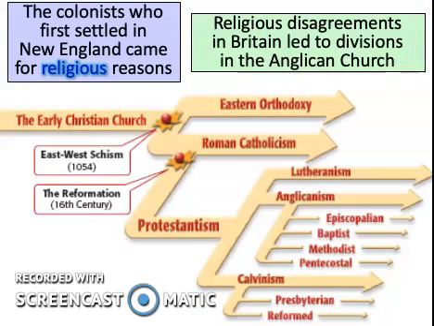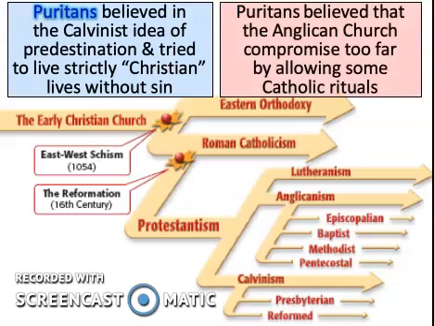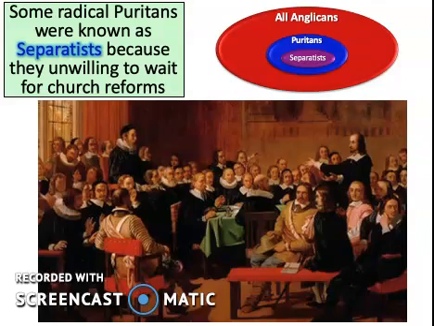Now, religious disagreement in Britain had led to divisions in the Anglican Church. And so we had a lot of different religious groups there. Now, the Puritans, as one of these different groups, believed in what's called the Calvinist idea of predestination and living strictly as Christians without sin. And really, they weren't too fond of the Anglican Church. They thought that it had compromised much too much with the Catholics and Catholic rituals. And many of them were separatists, and they really didn't want to reform the church. They just wanted to leave.